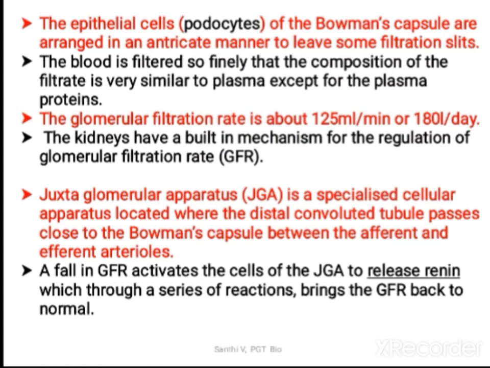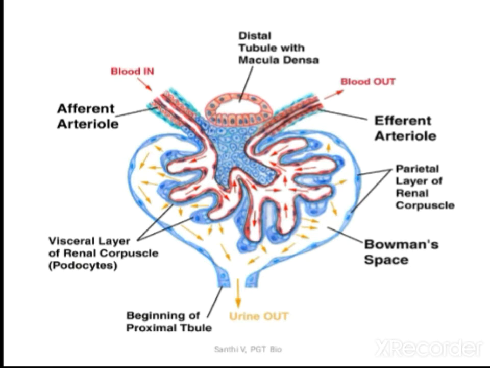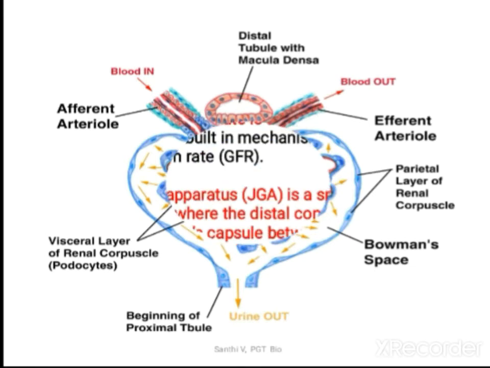The kidneys have a built-in mechanism for the regulation of glomerular filtrate. That mechanism is the juxtaglomerular apparatus. The juxtaglomerular apparatus is a specialized cellular apparatus located where the distal convoluted tubule passes close to Bowman's capsule, between the afferent and efferent arteriole. Can you see the afferent arteriole and the efferent arteriole, and between them the distal tubule where it is passing. That is what has been marked as macula densa. It is a part of the juxtaglomerular apparatus.